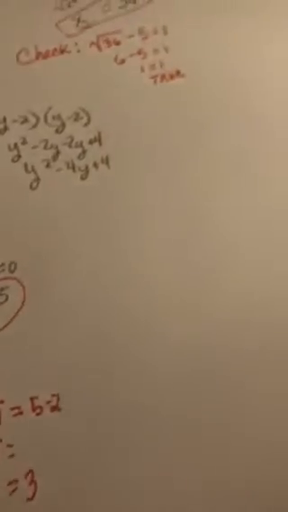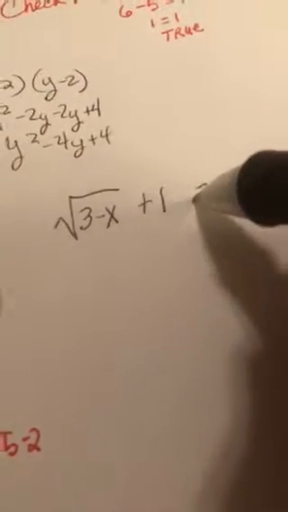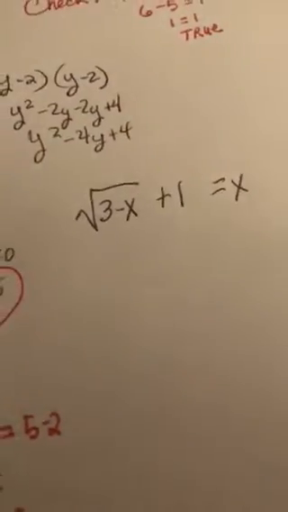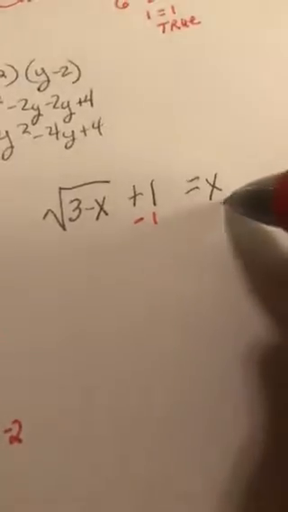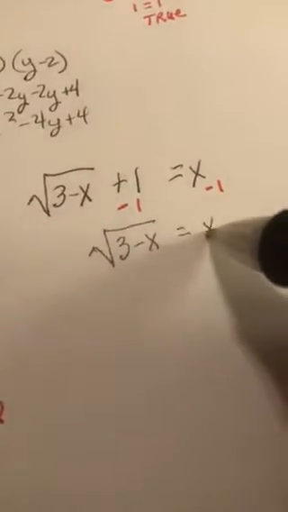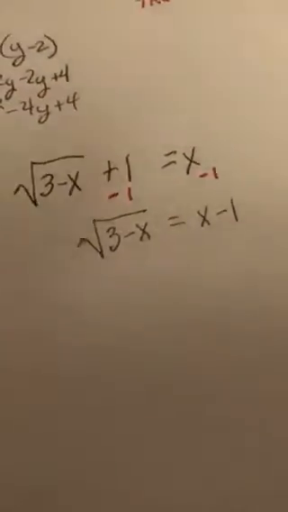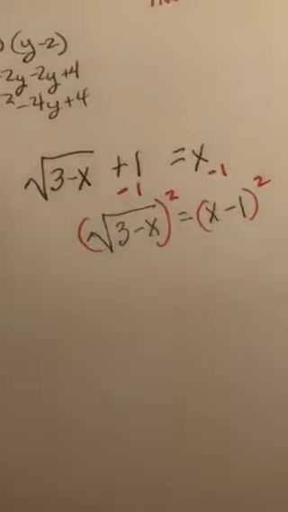Let's do another one similar to that. So we have square root of 3 minus x plus 1 equals x. All right, so remember step 1 is we've got to get the radical by itself on one side of the equal sign. So we're going to subtract 1 from both sides, and we're going to have the square root then of 3 minus x equals x minus 1. And the index of this is a 2, so we're going to square both sides like that.